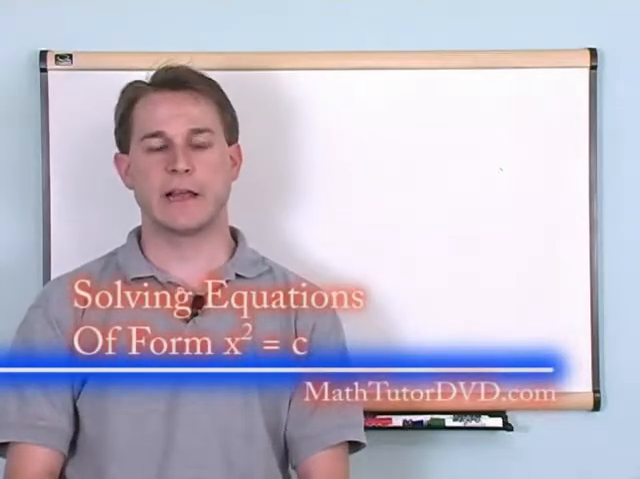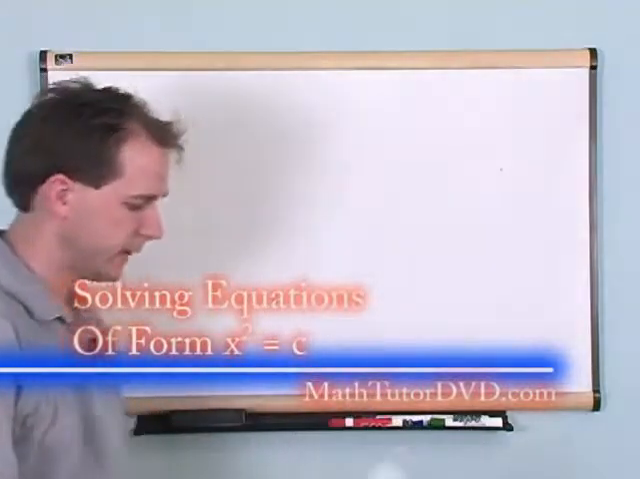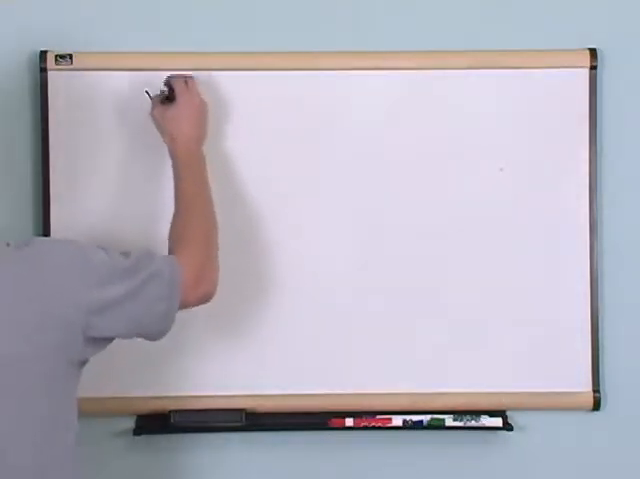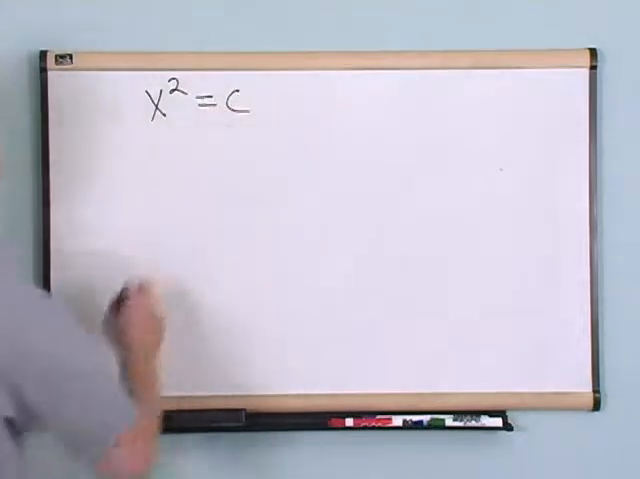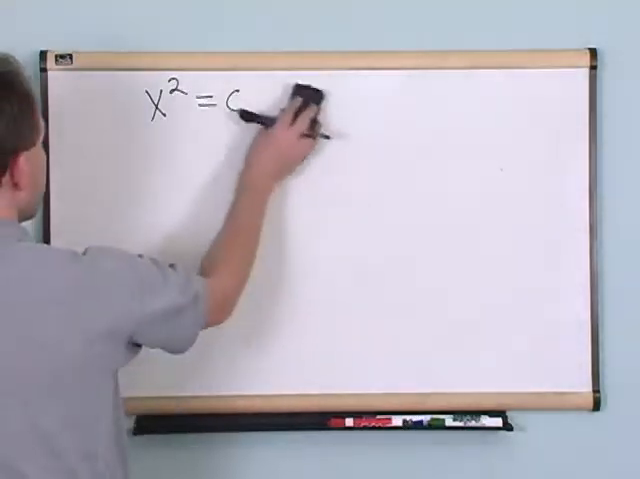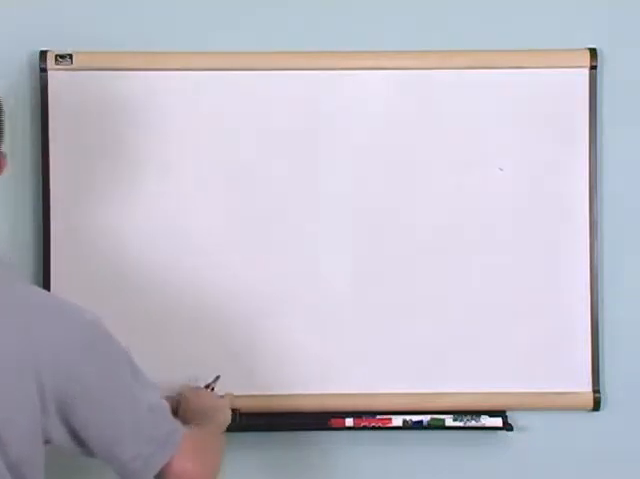Okay, in this section of the class we're going to learn how to solve equations of the form x squared equals c, and you'll see what I mean by that as I write it on the board. Equations of the form x squared equals c. We haven't actually solved too many equations of this type before, so we're going to go ahead and solve that now. Let me give you an example of what I'm talking about.